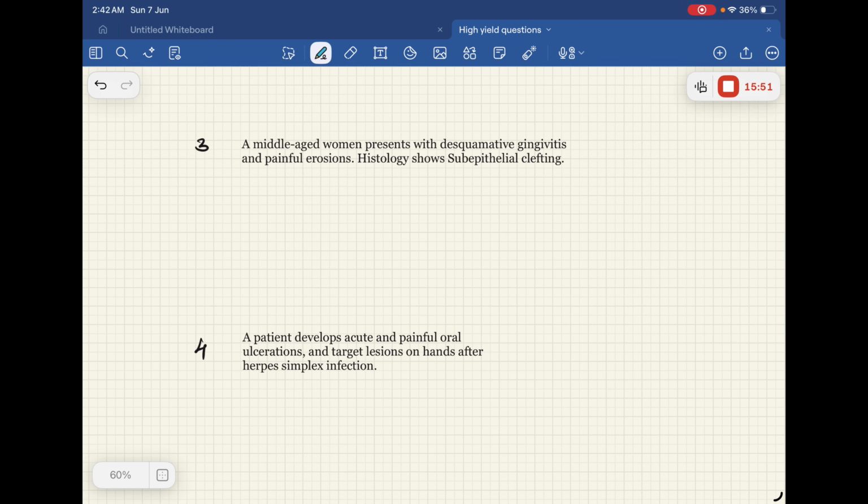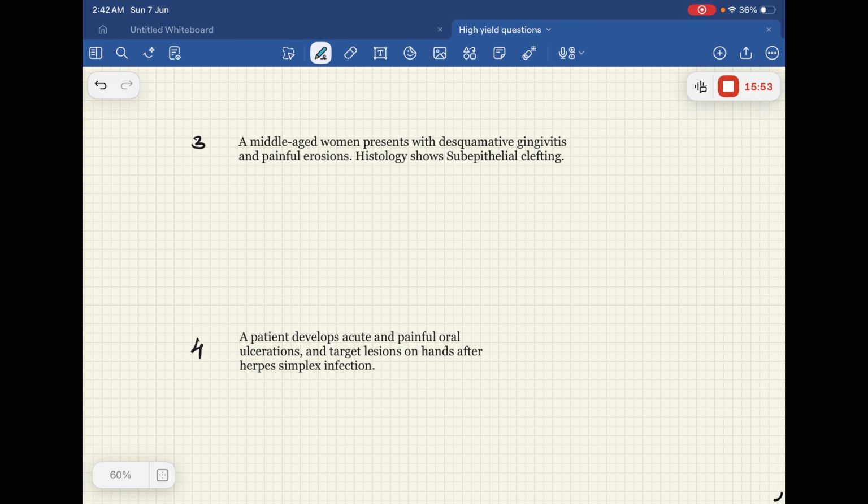Next question. A middle aged woman presents with desquamative gingivitis and painful erosions. Histology shows subepithelial clefting. So the answer is mucous membrane pemphigoid. Desquamative gingivitis is a characteristic of mucous membrane pemphigoid.